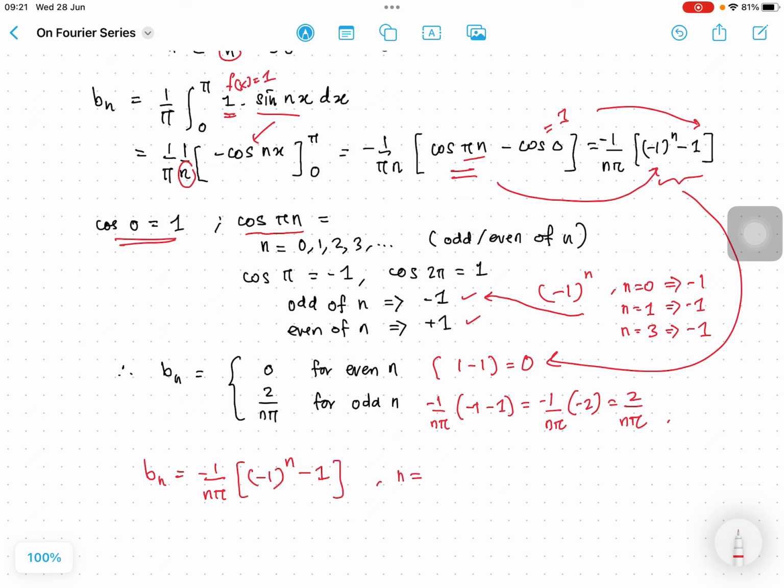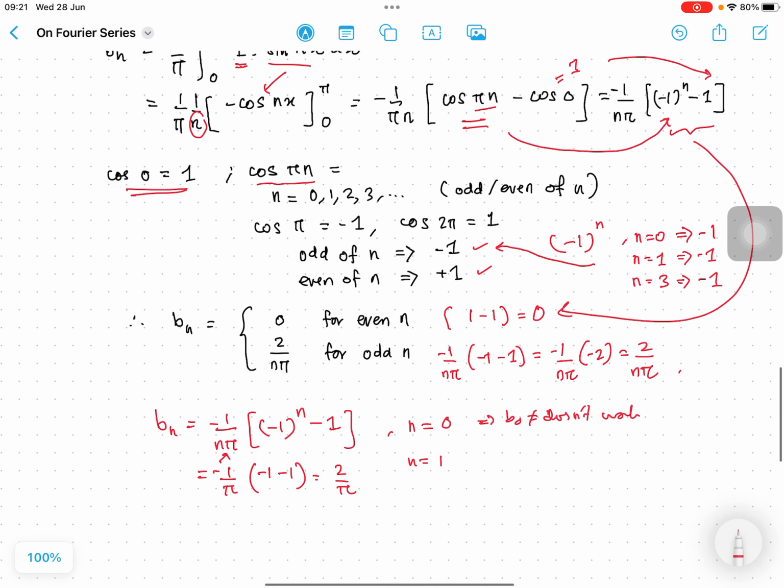If n is 0, well, it's weird because you don't have that. Of course, you don't have b0, so this does not apply. If your n is 1, you have pi, n is 1, 1 minus minus 1, so you have 2 over pi. And then you can choose n equals 2. So you can just substitute.